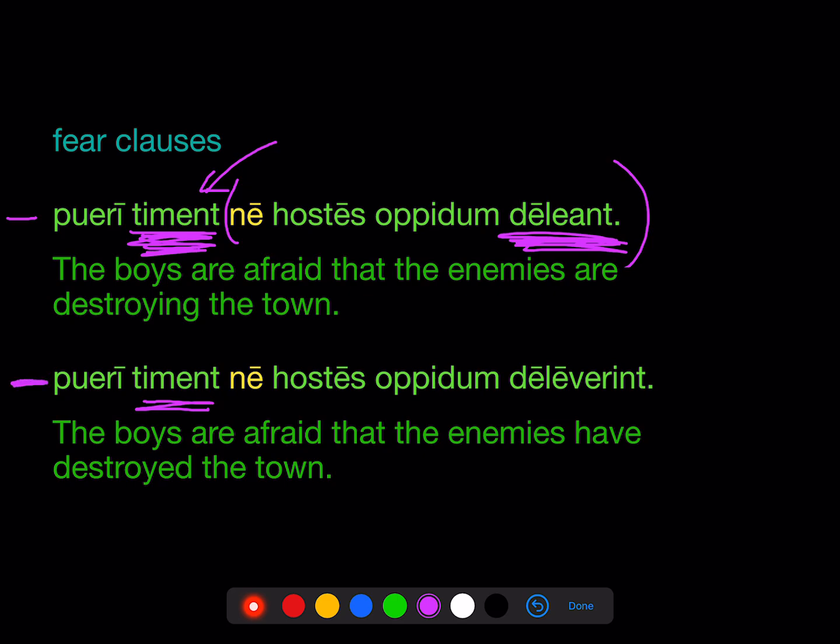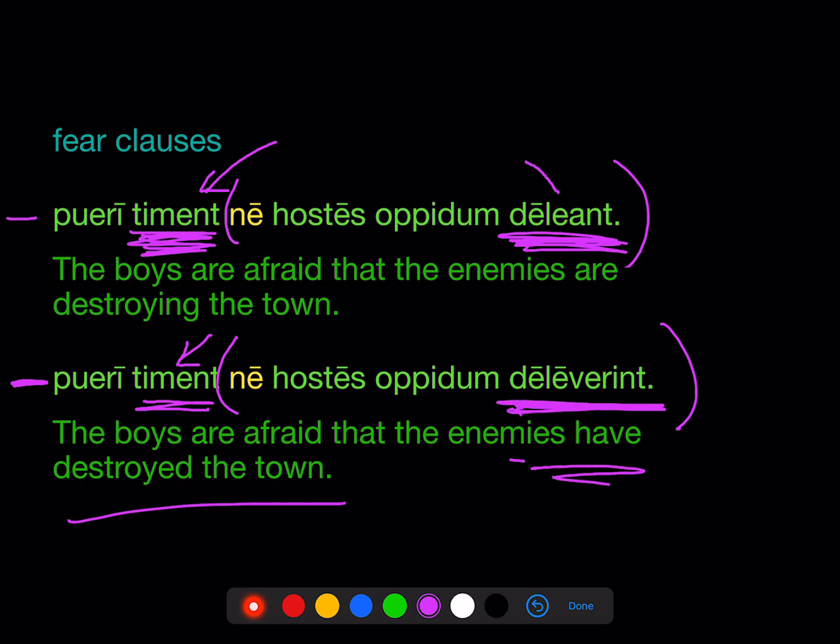Okay, now, pueri timent ne hostes oppidum deleverint. The boys are afraid that the enemies have destroyed the town. Deleverint. Here, the action in our clause is happening before that verb, and that's why we need a perfect subjunctive there. So, same time as or future to the main verb, we're going to use a present subjunctive. Before the main verb, we're going to use this perfect subjunctive.